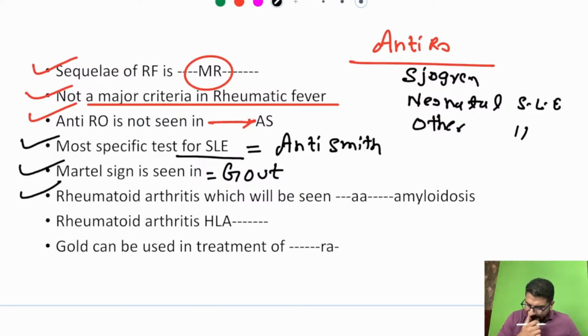रूमेटॉइड आर्थराइटिस में कौन सा एम्लोडोसिस होता है? AA एम्लोडोसिस. देखो हर क्रोनिक इन्फ्लेमेशन में AA एम्लोडोसिस होता है. कौन सी क्रोनिक इन्फ्लेमेशन में एम्लोडोसिस नहीं होता? आंसर इज क्रोनिक ब्रोंकाइटिस.